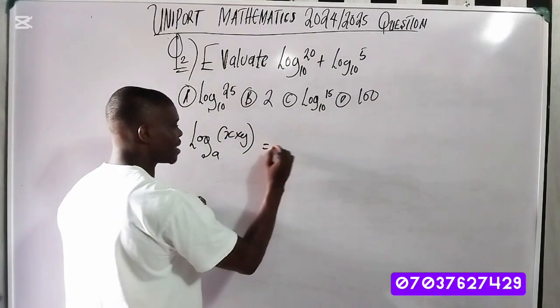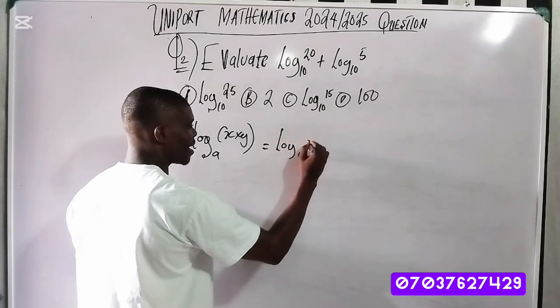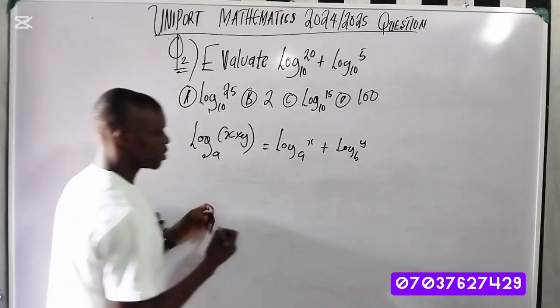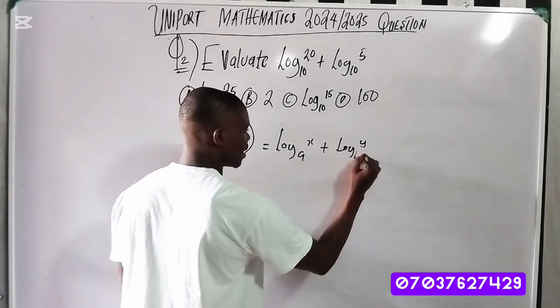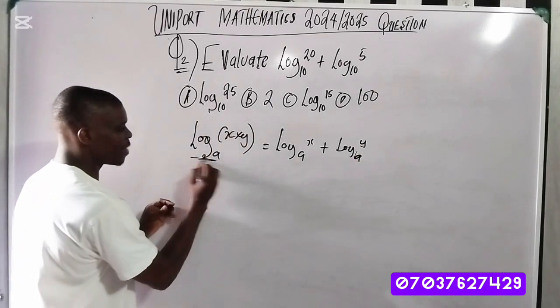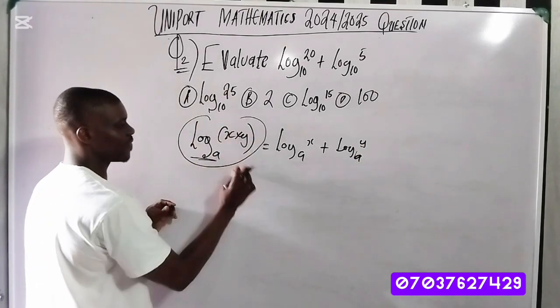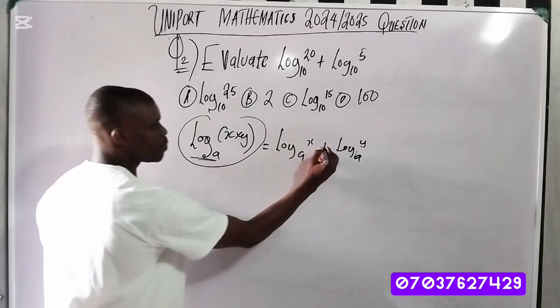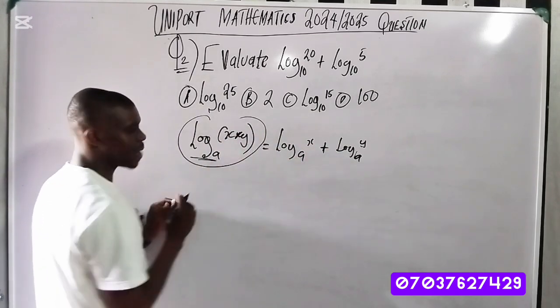So you can also write this as log_a x plus log_a y. Because they have the same base, this can be simplified to this. So where is this plus coming from? It is due to what? Minus.